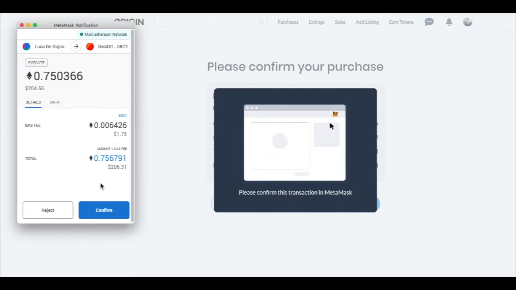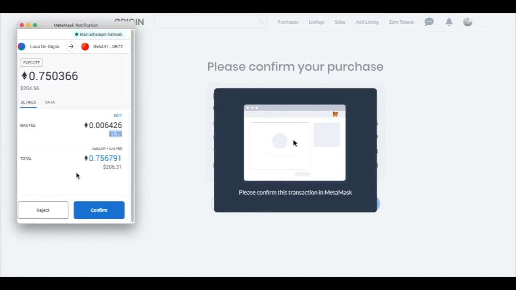That's a confirmation. There's $204.56 plus $1.75 in gas fees. Important for people who don't know about that. This is money we are paying not to Origin, nor to Trips, nor to the host. This money goes to the people who keep the network, in this case the Ethereum network, safe, and basically the miners, the people who keep all these computers on all day.